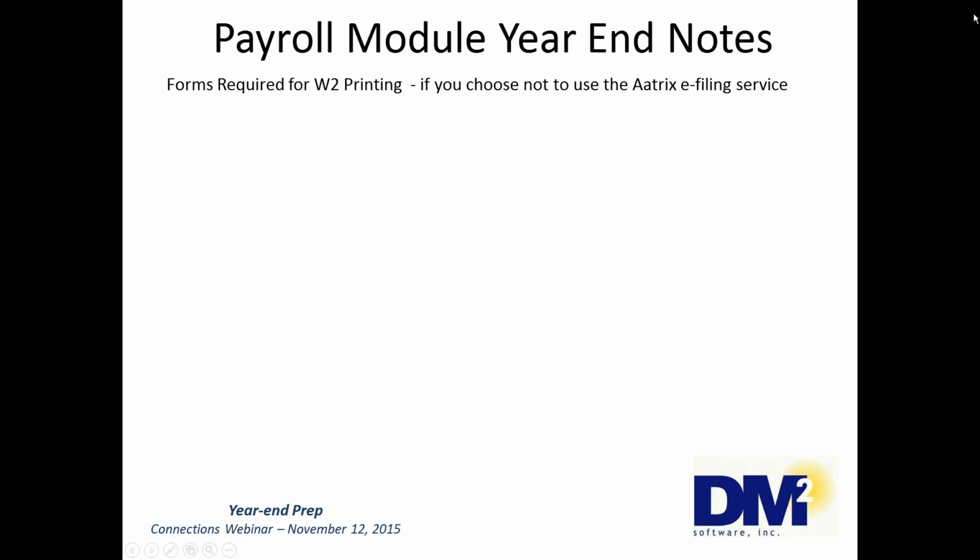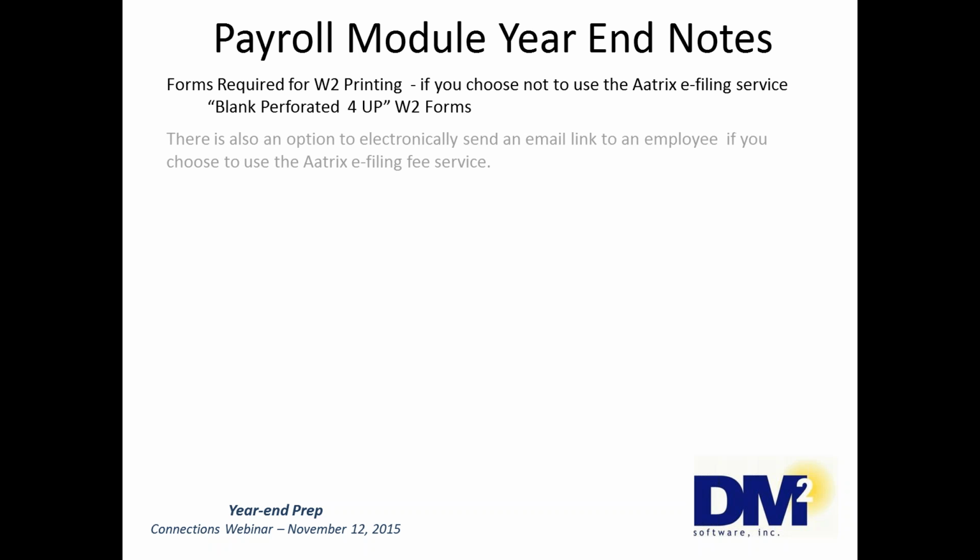Okay, forms. When you're doing W-2 printing, if you choose not to use the Atrix e-file and let them do that e-filing for you, the forms are blank perforated 4-up W-2 forms. It's important to know. If you're buying them, you need to make sure that they're 4-up.